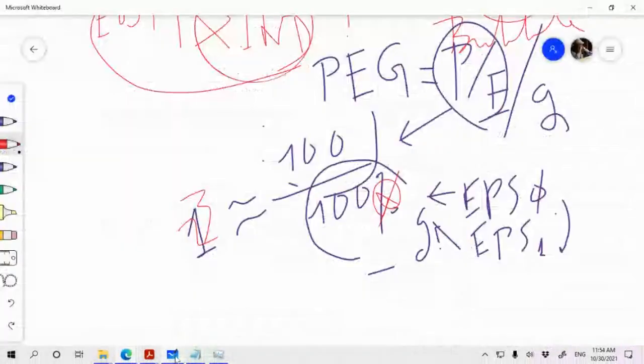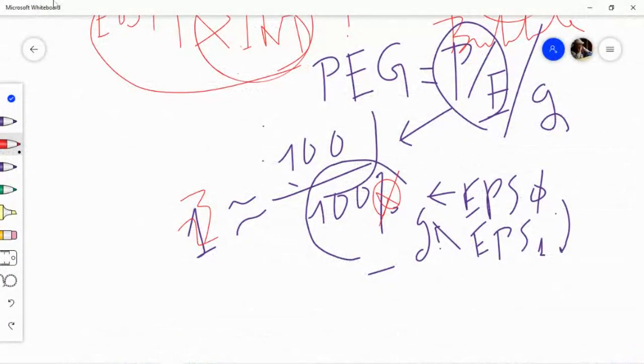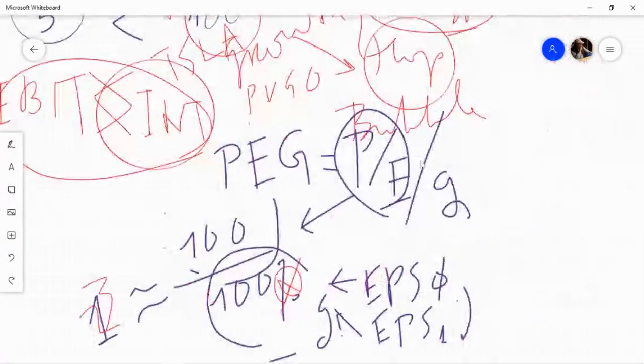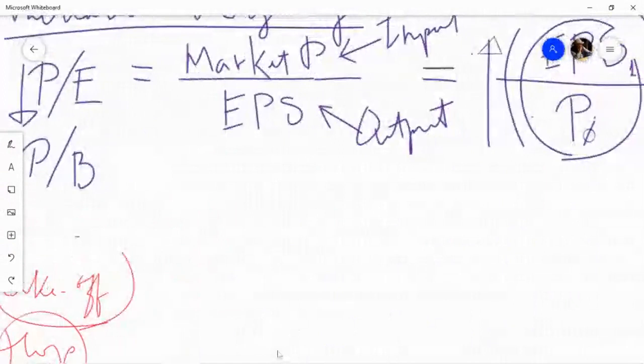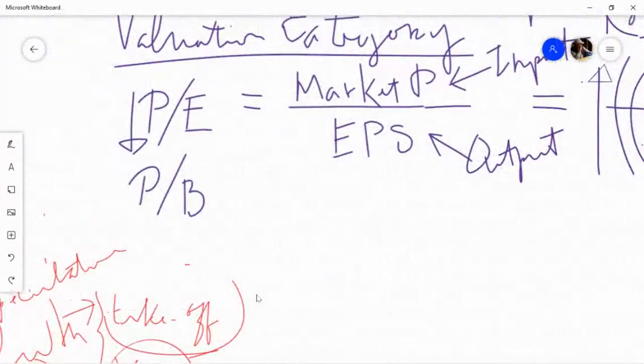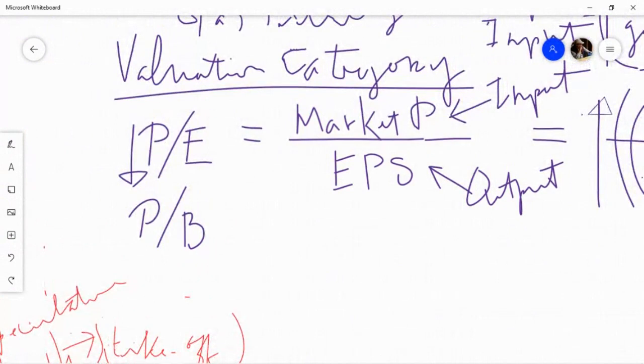All right, we're back. So now the next is market price to book value ratio, right? Market price to book value.